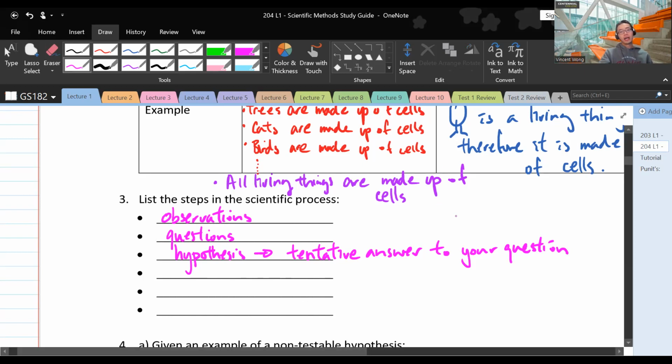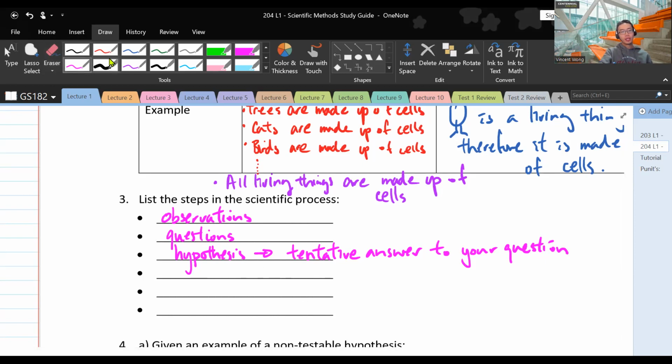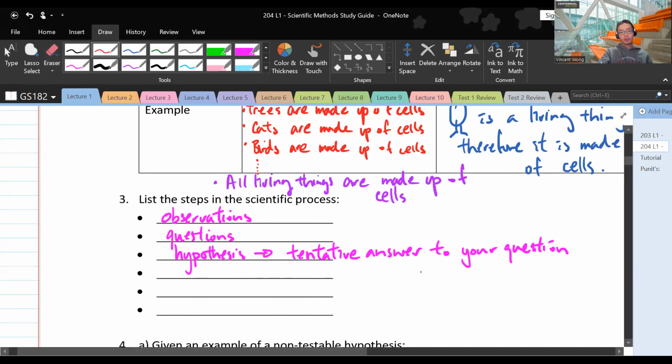Now, what are the two criteria for a hypothesis? Does anybody remember from the lecture? For a hypothesis to be valid, it must be what and what? Testable. It must be testable. Good. And what's the other condition? Falsifiable. Very good. That means it could potentially be wrong, right?